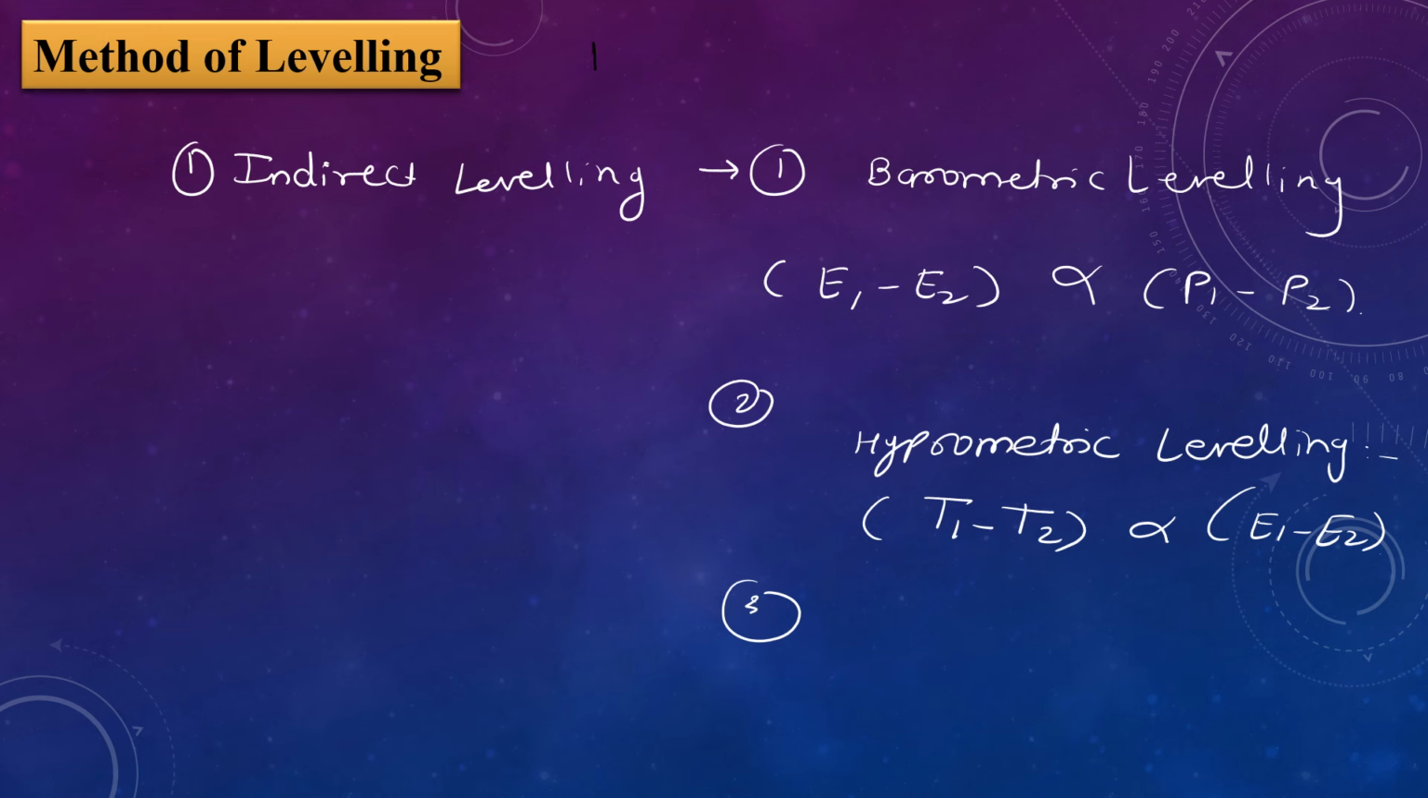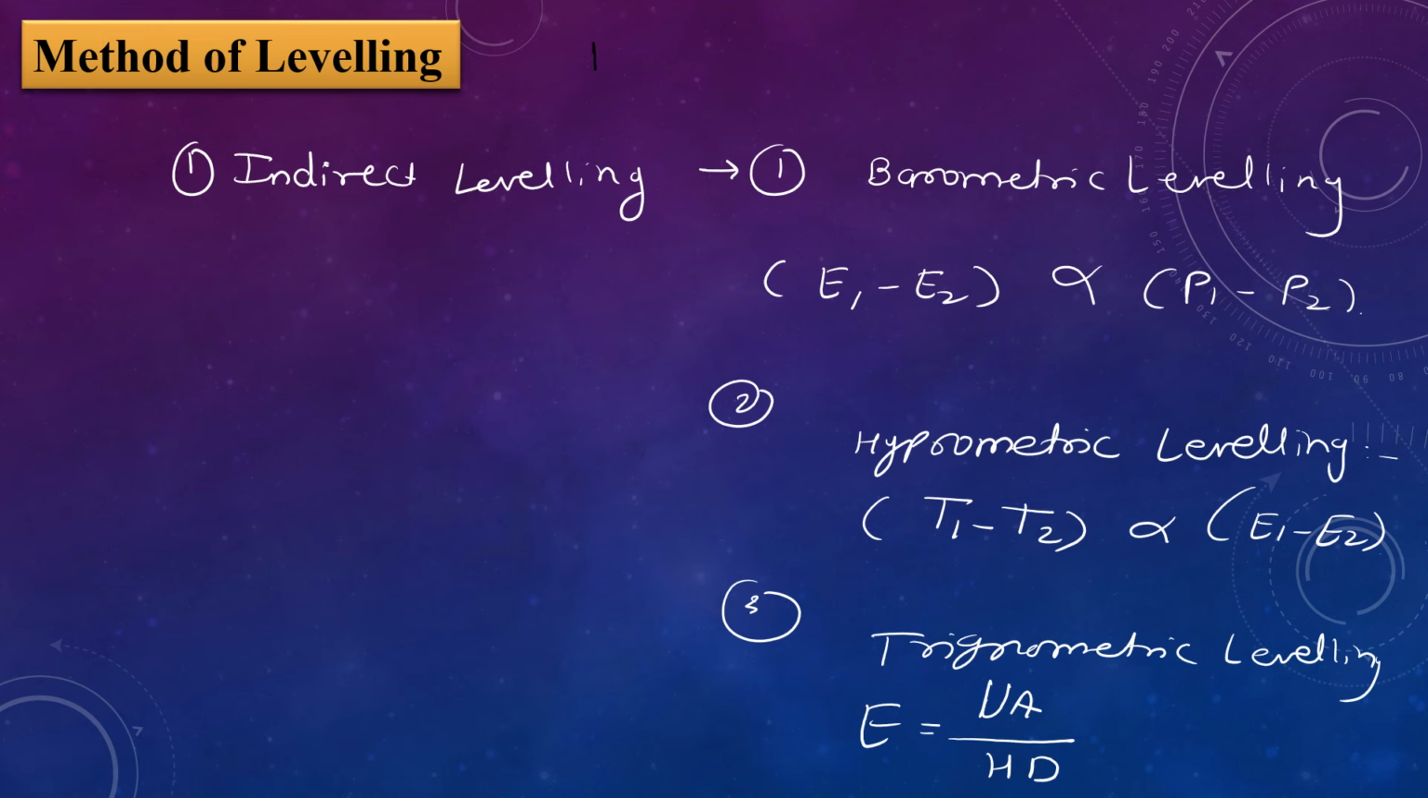Then third one, trigonometric leveling. In case of trigonometric leveling, the elevation of points, here consider E1 as an elevation, is determined with the help of vertical angles and horizontal distance. Here we take the vertical angle and horizontal distance ratio to calculate the elevation of points. This is trigonometric leveling in its simplest form.